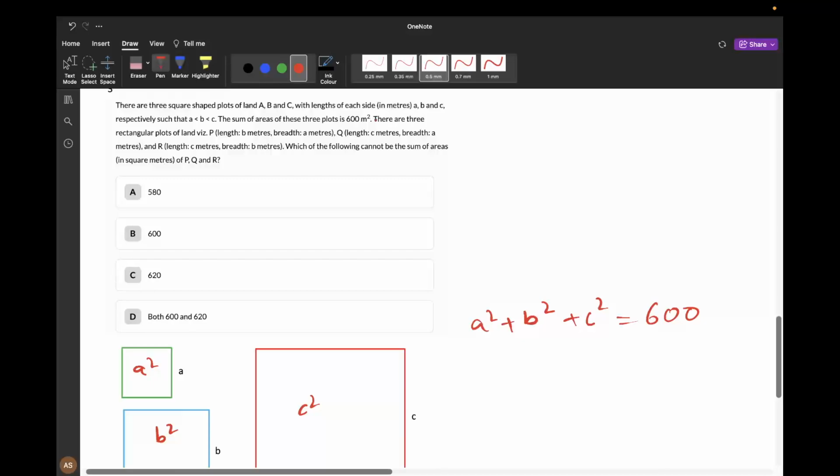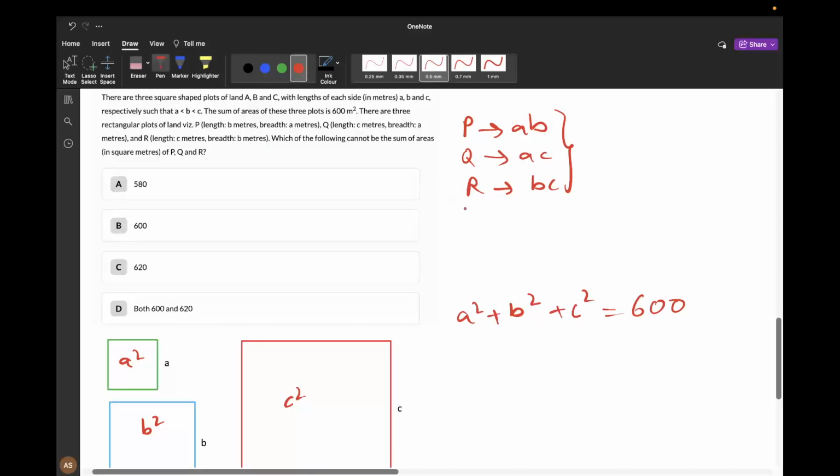Now, there are three rectangular plots. P with the length as B meters and breadth as A meters. Okay, so for P, the area would be AB, and Q, length C meters and breadth A meters. Okay, Q is AC, and for R, we can see C meters and B meters, that is BC. AB, AC, and BC are the areas for P, Q, and R. Now, which of the following cannot be the sum of areas of P, Q, and R?